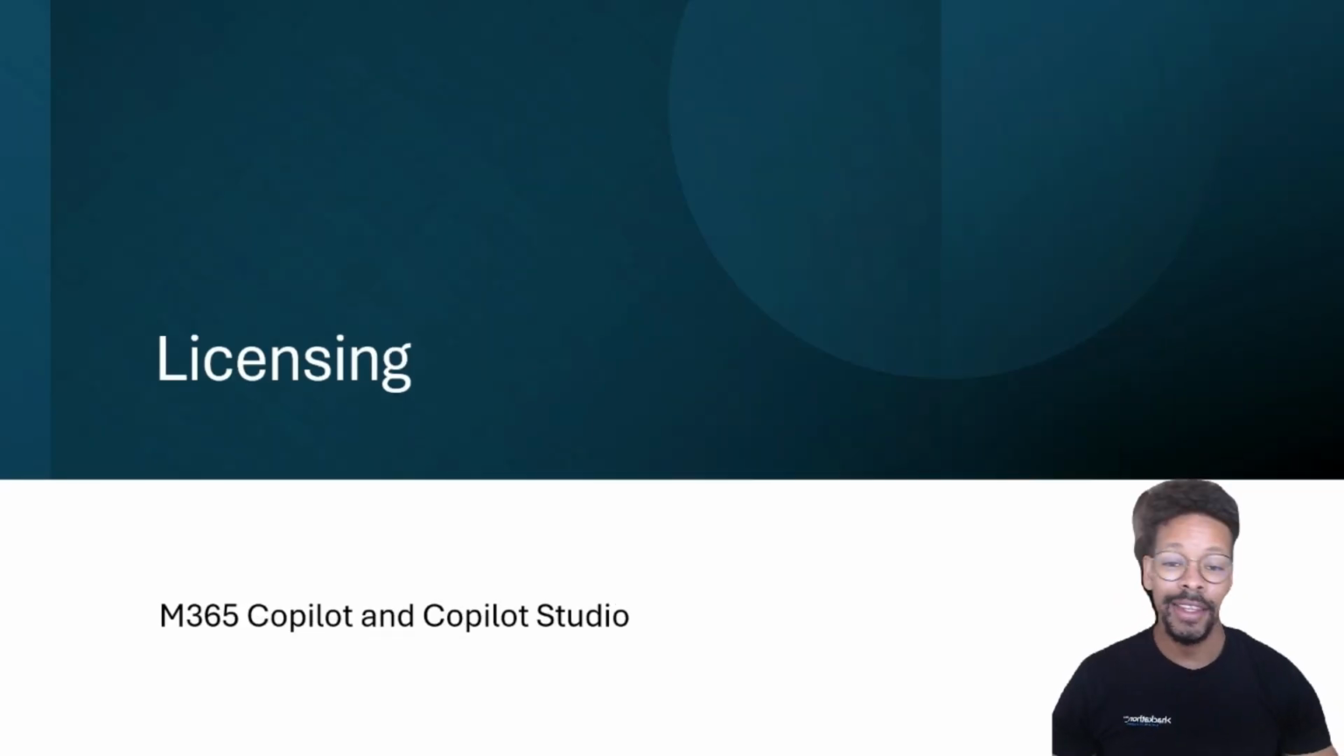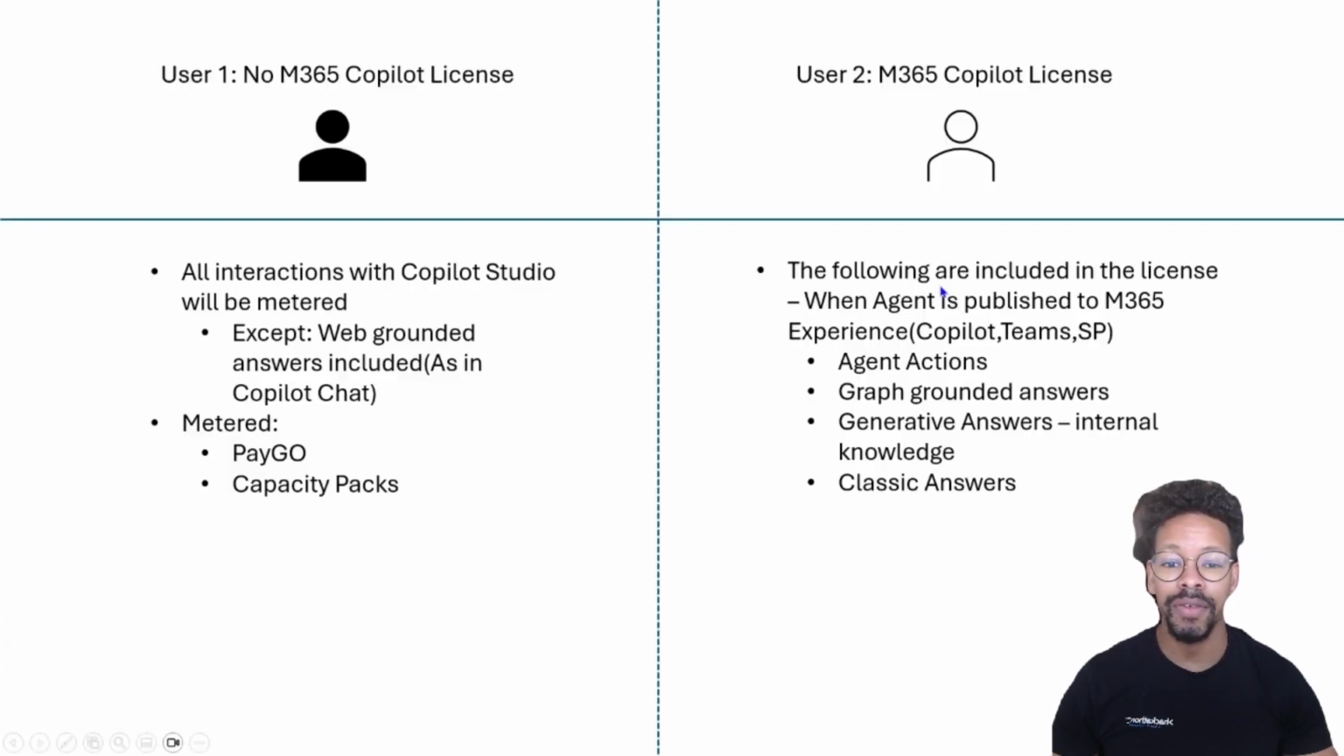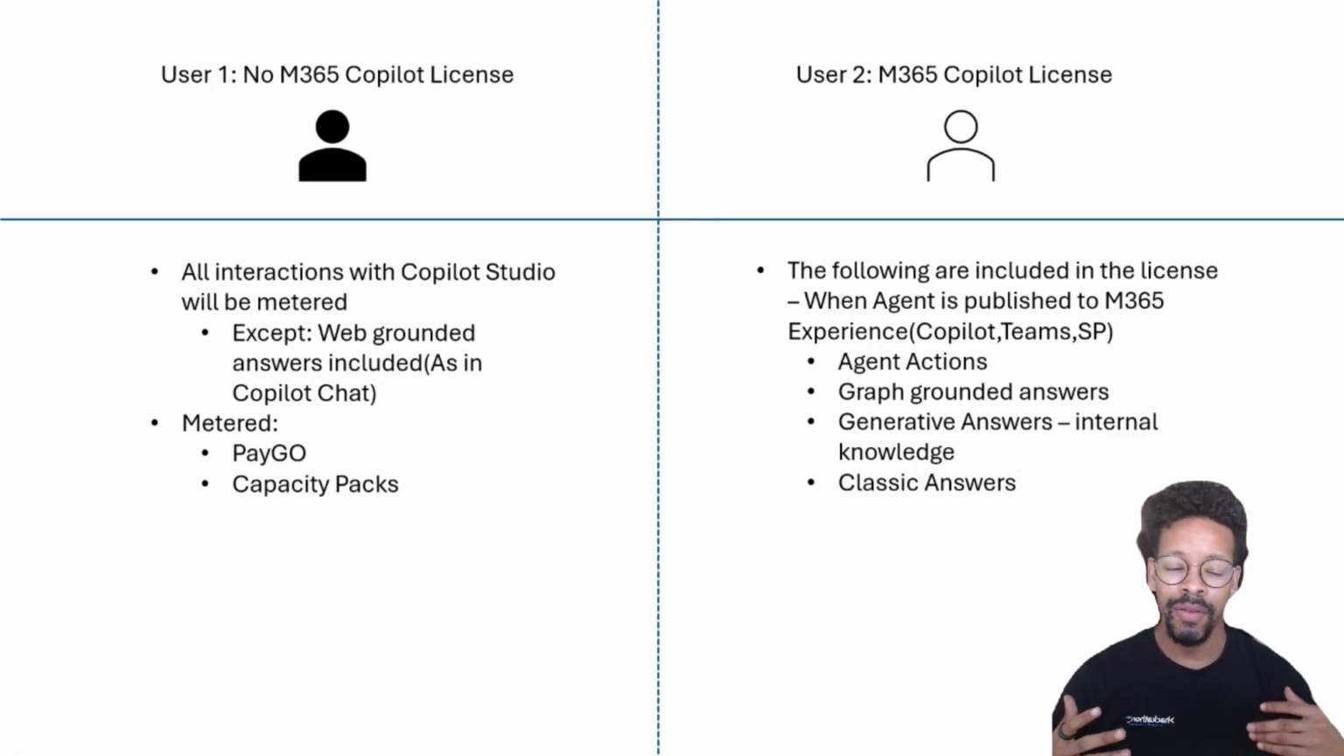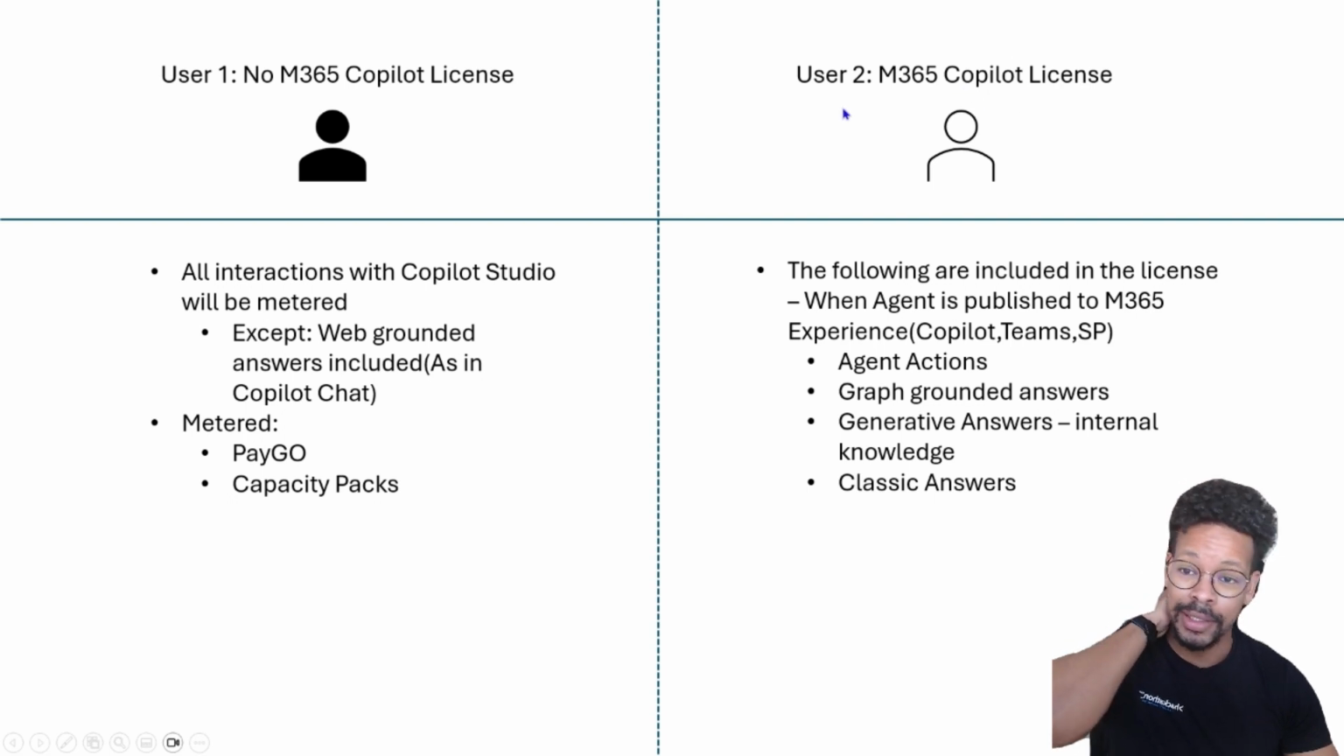Hey guys, in this video we will be covering licensing, in particular M365 Copilot and Copilot Studio licensing. This is quite a tricky topic, but let's just dive into this by defining two users. I've got a lot of questions lately about what the two users have access to. In our case, one user has no M365 Copilot license, and the second user over here has an M365 Copilot license.